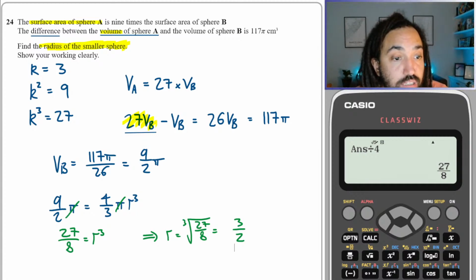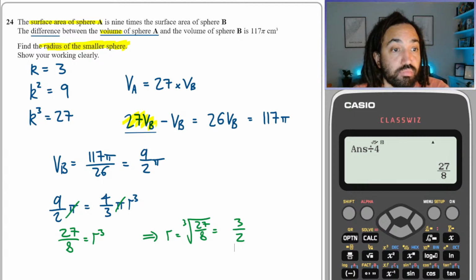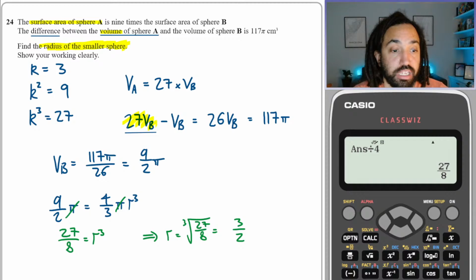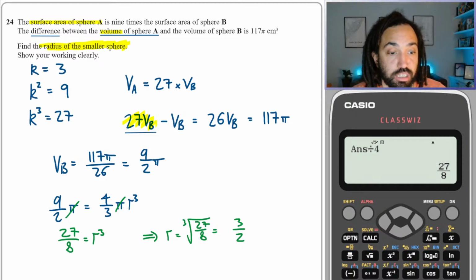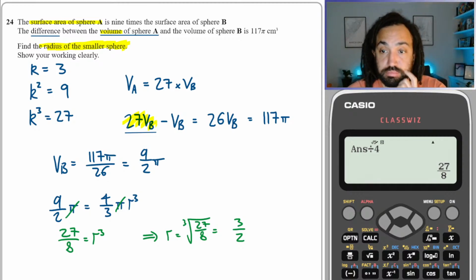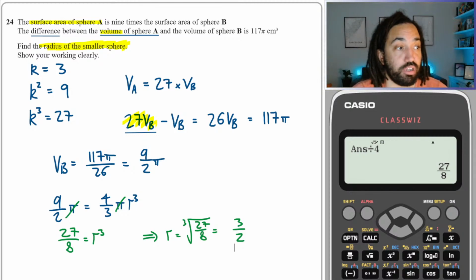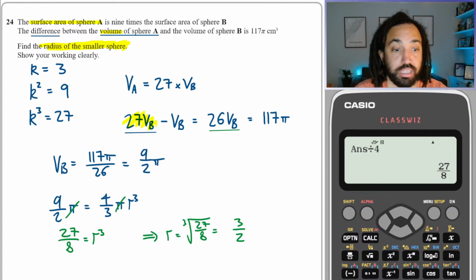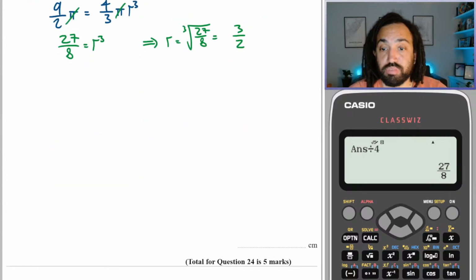Okay, let's see if there's any comments, anyone asking any questions, or was that all good? That was 2023 2H R. And that was quite a tricky one, really. I think the tough part there was realizing that it's going to be 26 times the volume of VB is the difference.